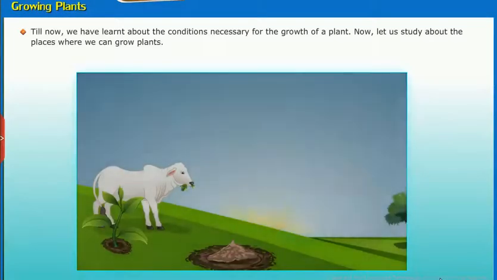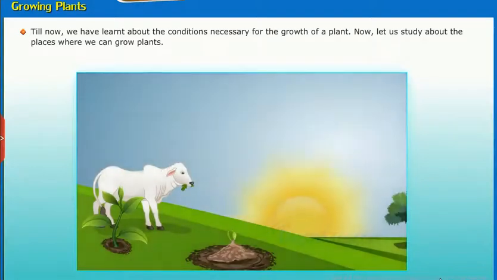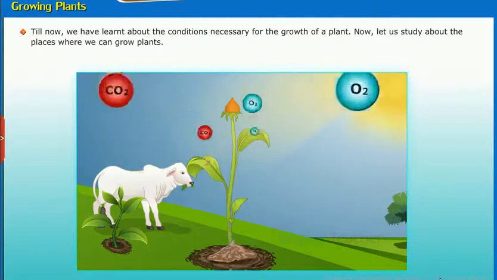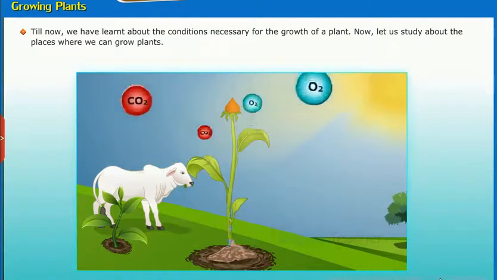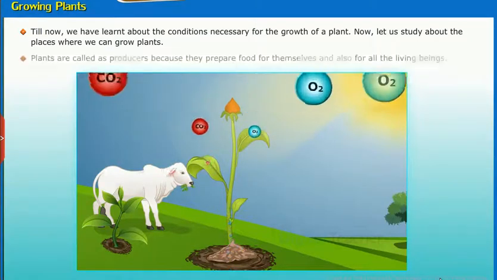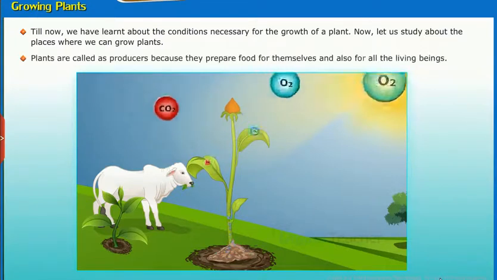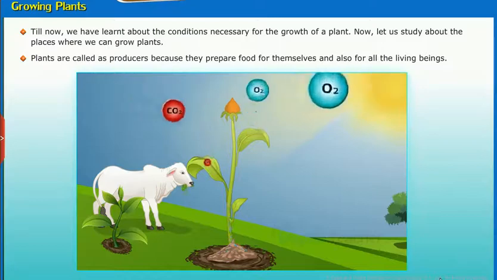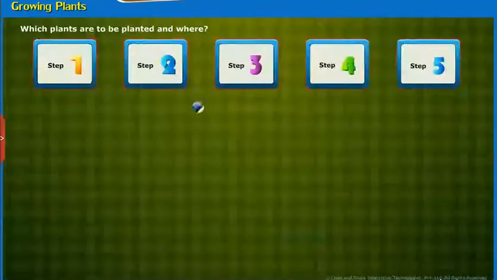Till now, we have learnt about the conditions necessary for the growth of a plant. Now, let us study about the places where we can grow plants. Plants are called producers because they prepare food for themselves and also for all the living beings. Click each tab to know more.